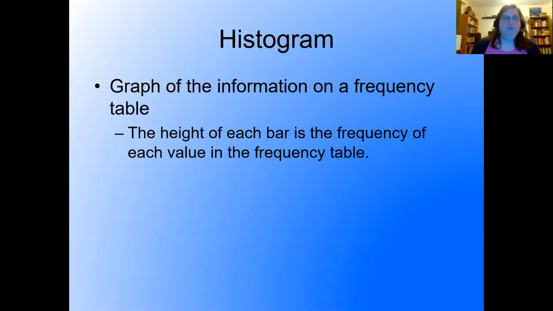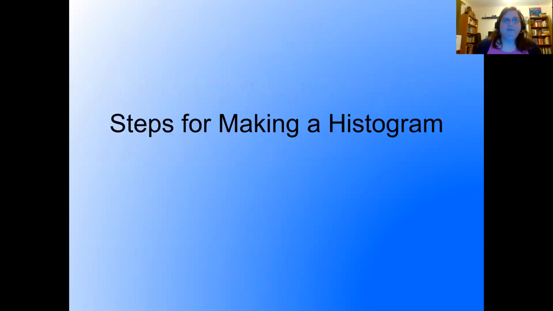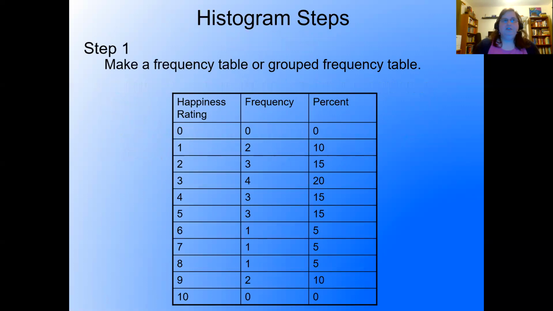So once we have our frequency table, we can actually make a histogram, which is a graph of the information on a frequency table. And the height of each bar is the frequency of each value in the frequency table. So now basically what we're going to do is we're going to rotate our frequency table 90 degrees. Let's take a look. Okay, here's our frequency table, right? This is what we had exactly before, no changes.